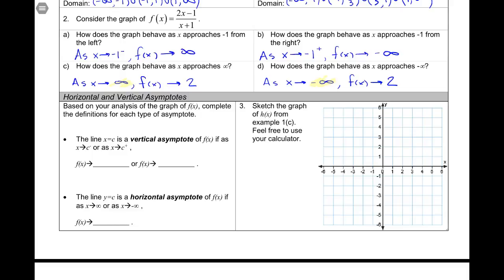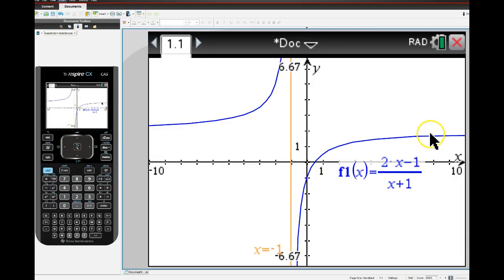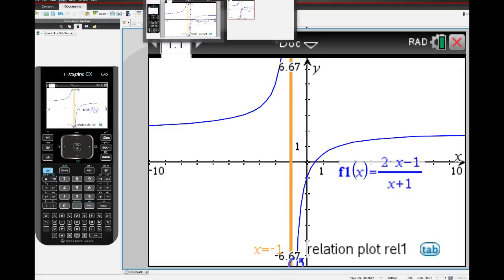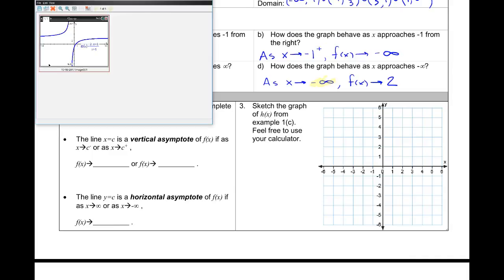Okay, enough about that. Now let's go back and look at the graph and make sure we understand some of these things. As x approaches -1 from the right, that means I'm coming in from the positive side. You can see that the graph goes down towards -infinity, which is where I get this value right here. As x approaches -1 from the right, f of x goes towards -infinity. Now let's talk about this end behavior.